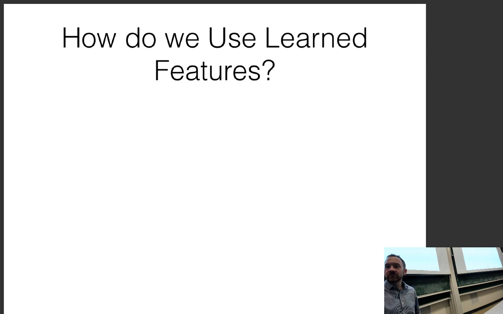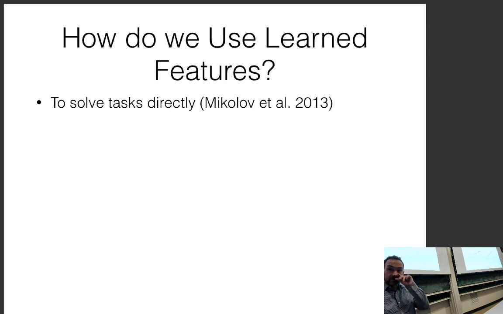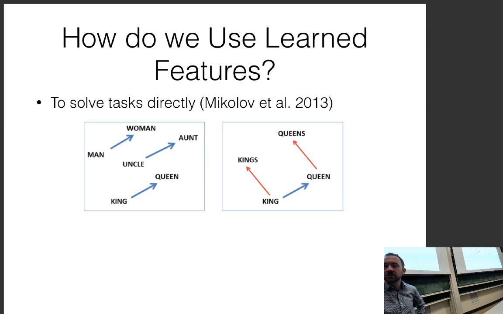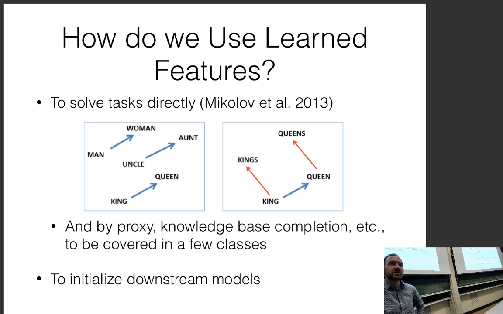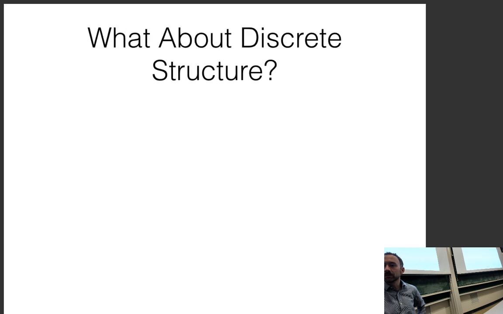And how did we use the learned features? We could use them to solve the tasks directly, like analogy tasks in word embeddings or text classification tasks. And by proxy, we could do things like knowledge-based completion, etc. We can also use them to initialize downstream models. So we can either use the extracted features directly in the models that we train from scratch, or we can use the initialized encoder to solve downstream tasks, which we do with BERT and fine tuning, for example.